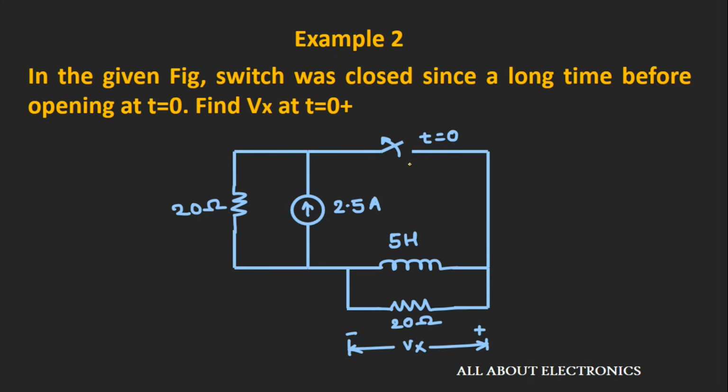In the second example, we are given that this switch was closed since a long time, and at time t is equal to 0, this switch is getting opened. We have been asked to find the voltage Vx, that is the voltage across this resistor at time t is equal to 0 plus. As the switch has been closed since a long time, first of all let's draw the circuit at time t is equal to 0 minus, that means the time before the switch is getting opened.